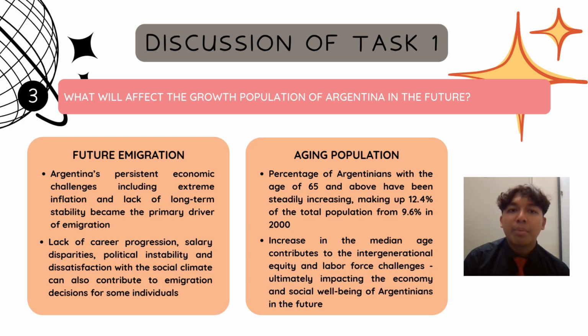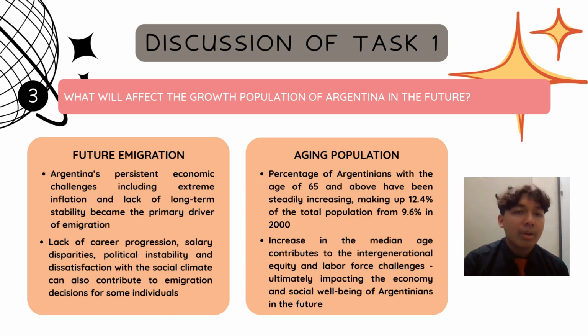After that, the aging population of Argentinians is also a candidate among the factors that will affect the population of Argentina in the future. The percentage of Argentinians aged 65 and older has been steadily increasing. This group constituted around 12.4% of the total population, a rise from 9.6% in 2000. Projections also indicate that this trend will continue, with older adults making up a significantly larger share of the population in the coming decades.